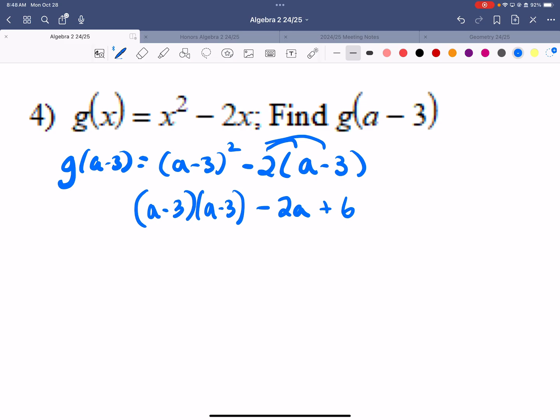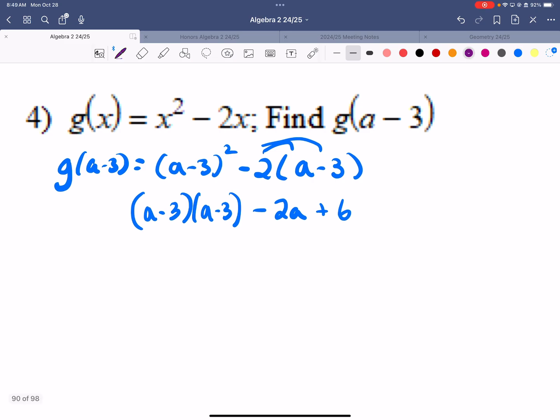Does anybody remember what we have to do with this? What acronym did we use to do this? How do we multiply two binomials together? First times first. A times a is a squared. Outside, a times negative 3 is negative 3a. Inside, negative 3a. And last, positive 9.